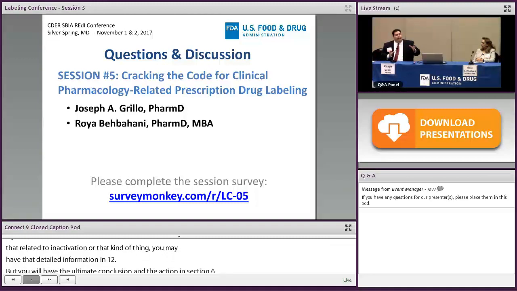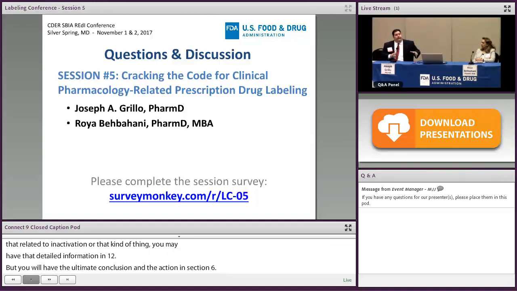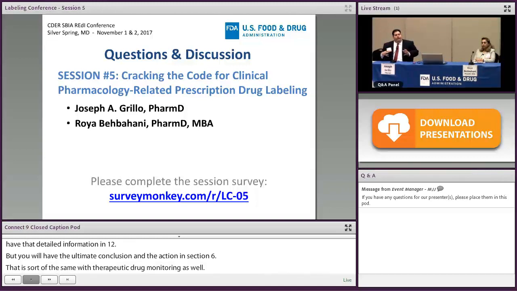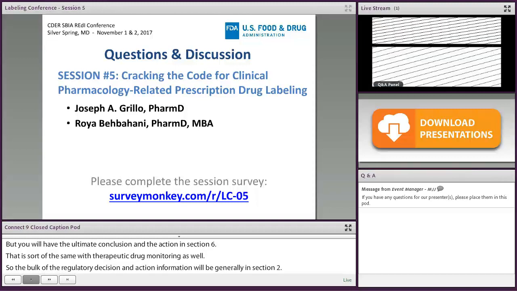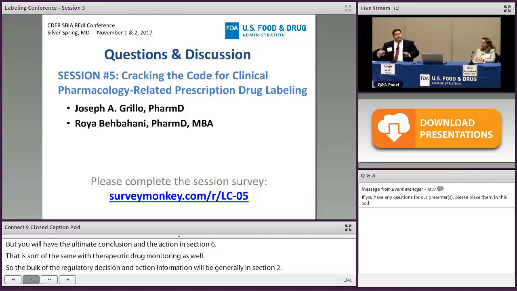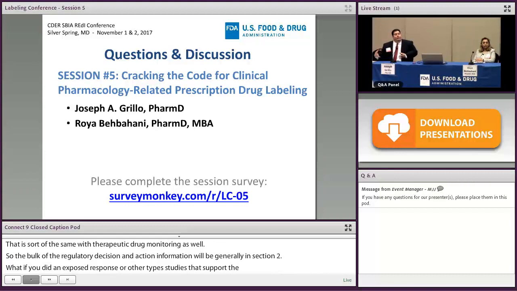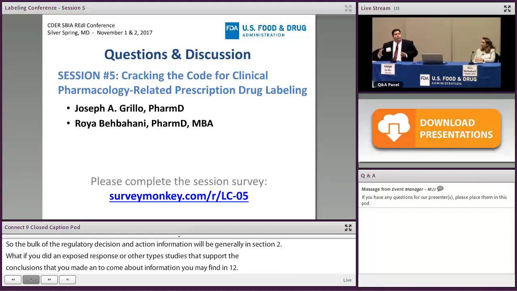So the bulk of the regulatory decision and action information will be generally in section 2. But if you did exposure response or other type studies that support the conclusions that you made in 2, that information you might find in 12.2. So it's really when you have that extra contextual information that you don't want to put in section 6, because having all that volume of information, you could lose the key information with all the context, and you don't really want to do that. So that's why we've been saying separate the information, don't repeat a lot of the information if possible.